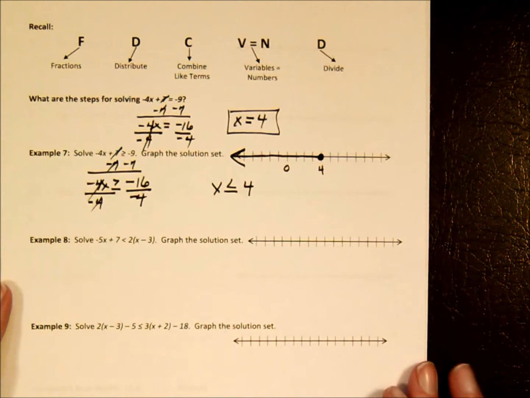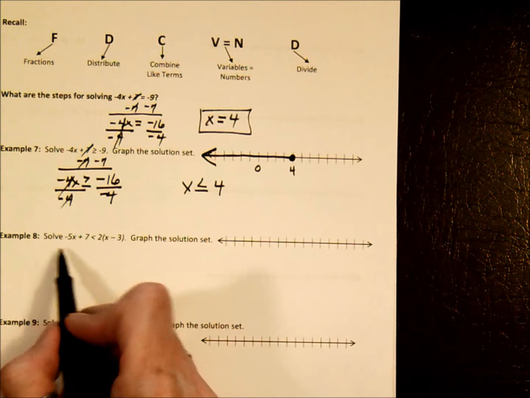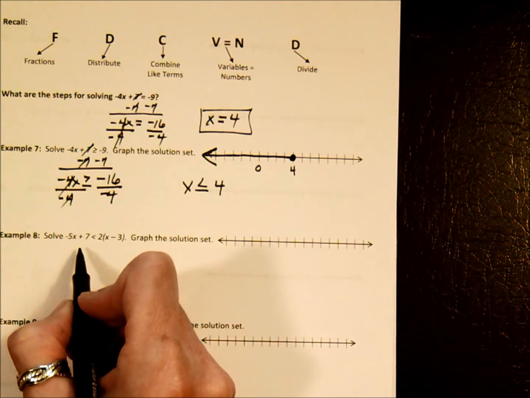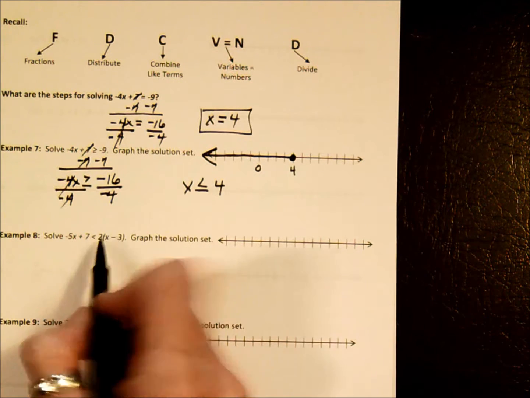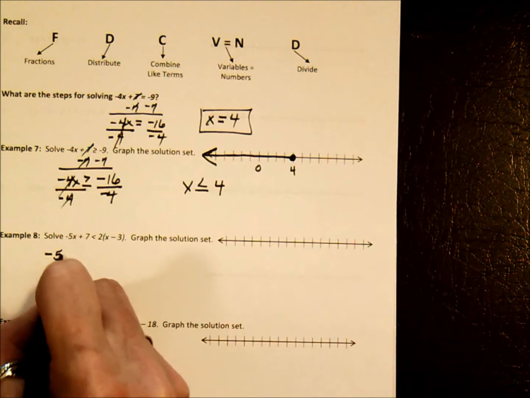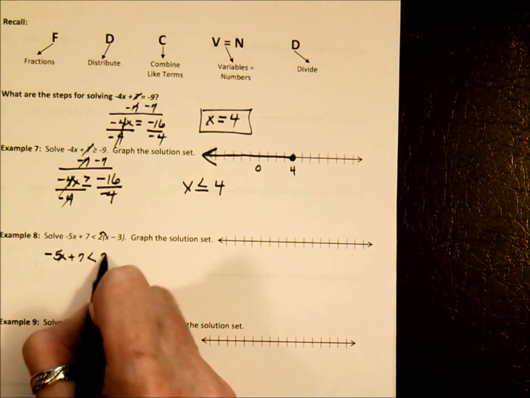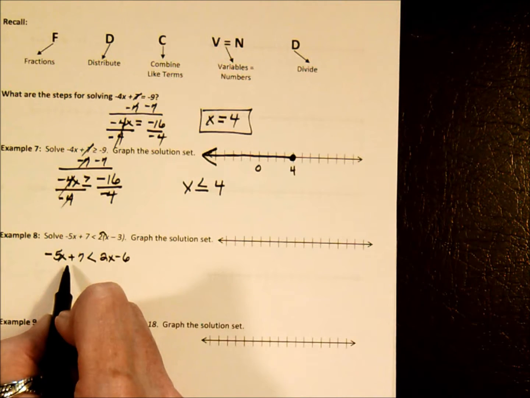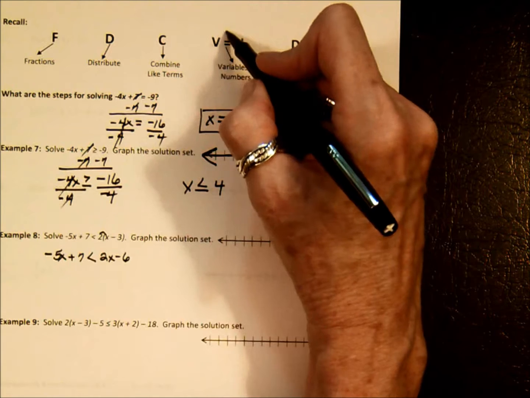Let's do one with a few more steps. Number 8 says to solve this equation. If you notice, before I can combine like terms or divide, I have to distribute. So I've got negative 5x plus 7 is less than, distribute that, 2x minus 6. There's no like terms on the left, no like terms on the right, so I now need to get my variables equal to my numbers.